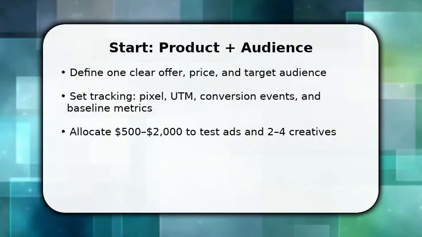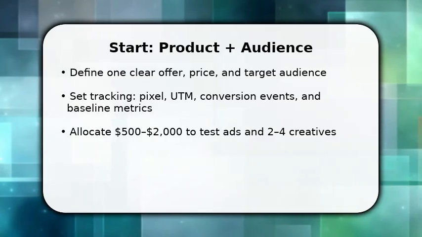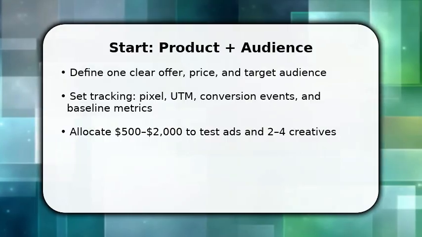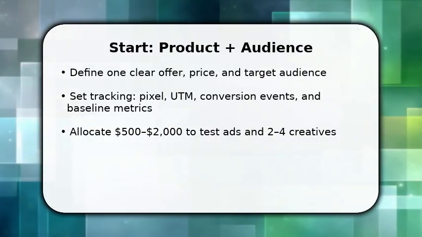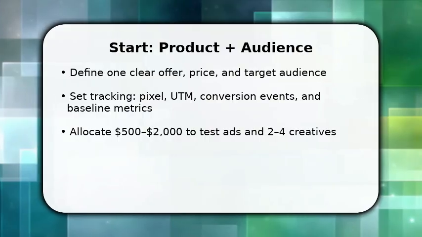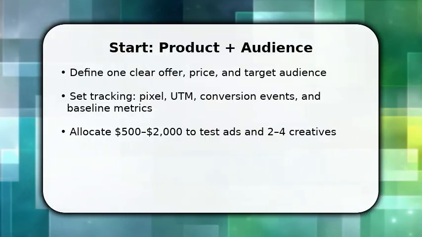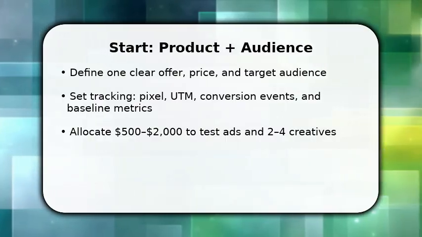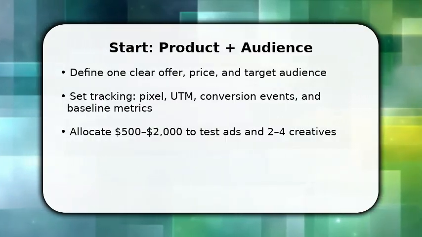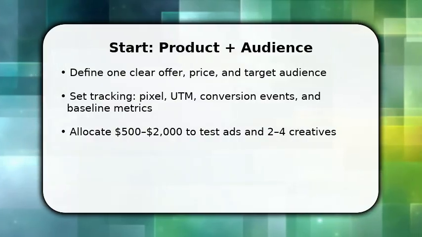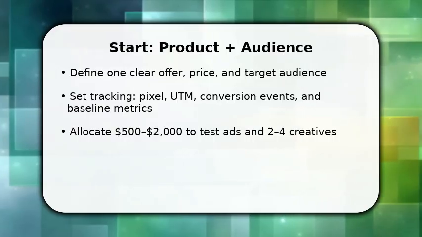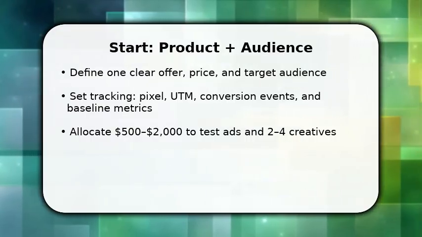You start by locking one sellable offer and a specific audience. You cannot optimize what is too broad. Once you have that, install tracking, pixel, UTM tags, and at least one conversion event, so you can measure results from day one. Create 4 distinct ad creatives and copy angles and split your initial budget across them to collect reliable data. Make sure to map the customer journey to a single landing page so early metrics reflect real interest.